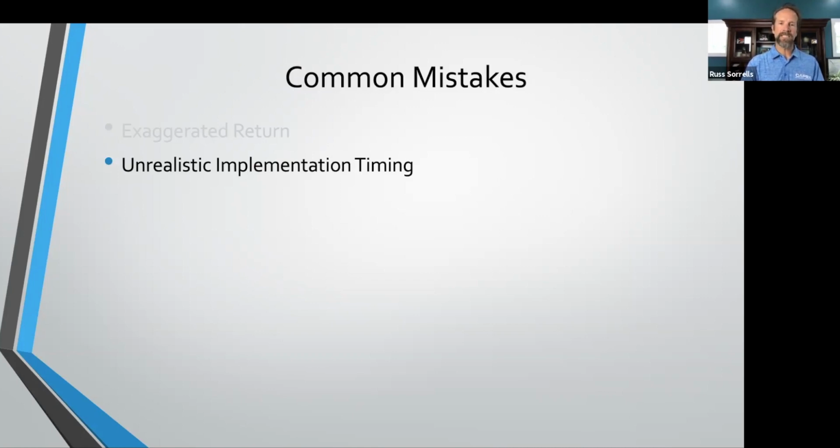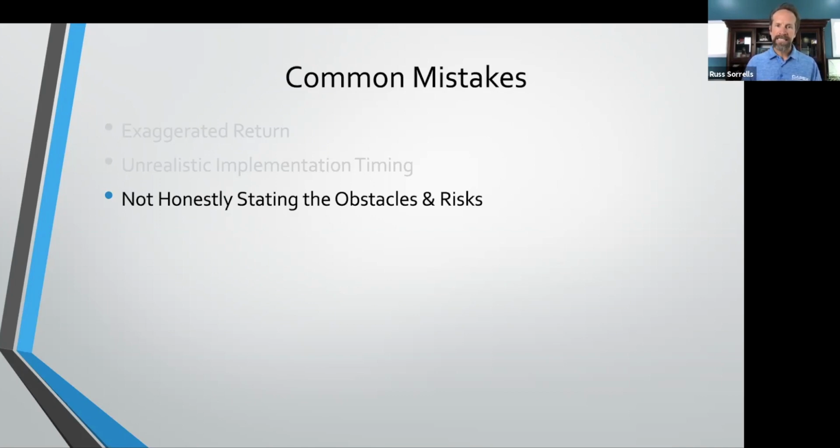Unrealistic implementation timing. I know, we all do this, right? We say, oh yeah, that project's going to take us 2 weeks. And then 2 months later, we're still struggling to get through it, right? So it's important that we have realistic timing, and that involves not only you estimating it, but making sure that you are talking with your suppliers and that they have taken into account any long lead items or any other processes that are unknown. You want to document that in there as well.